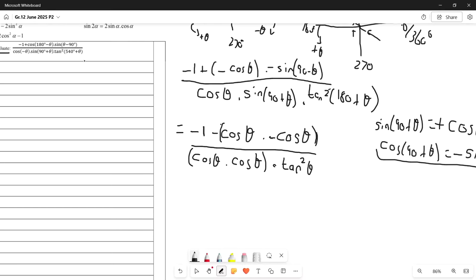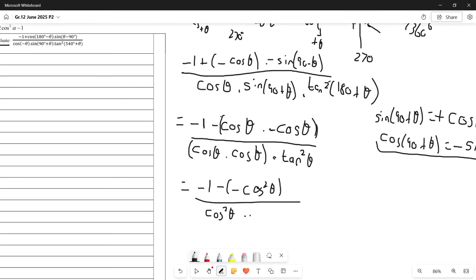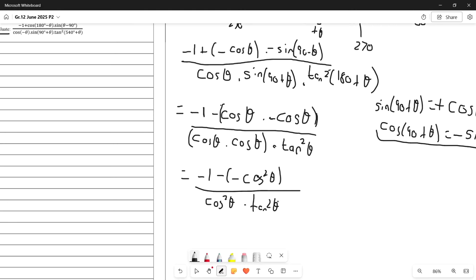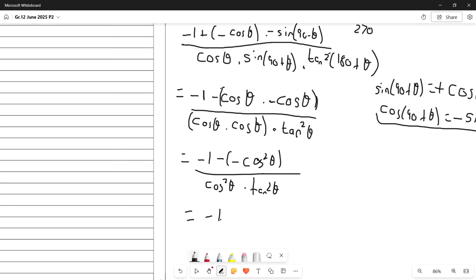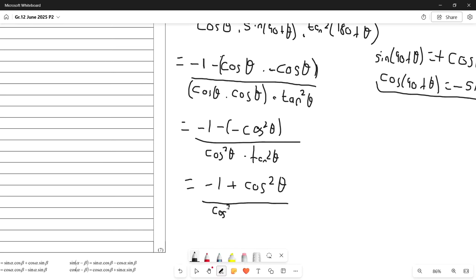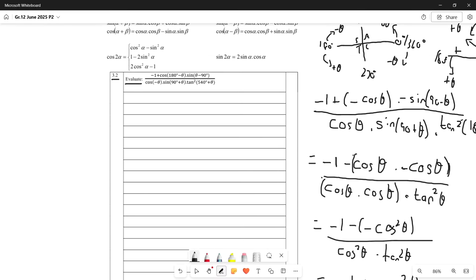So at this stage, we can simplify some stuff, because -1 is -1, minus cos theta times negative cos theta is minus cos squared theta, and then cos theta times cos theta is cos squared theta, times tan squared theta over there. And then we can just distribute this negative. So a negative and a negative is a positive. So we have negative cos squared theta over cos squared theta times tan squared theta. Great. So we've just earned 5 marks, which means we're not too far away. They did ask us to evaluate.